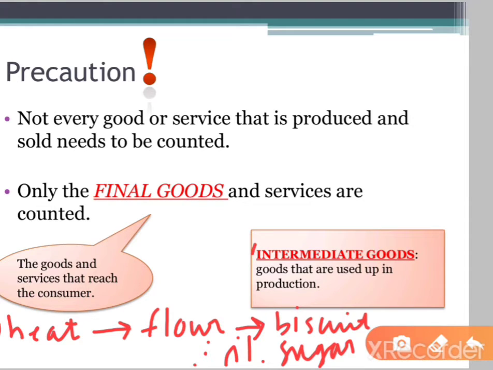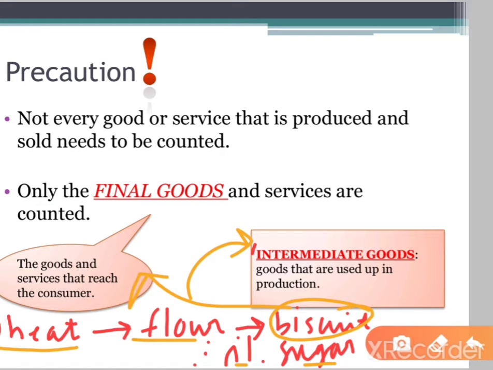So in this case, wheat, flour, oil and sugar are going to be my intermediate goods. And the biscuit that is finally being produced is known as the final good. So instead of adding the value of wheat, flour, oil or sugar, we should only add the value of the biscuit that is being produced, because biscuit is my only final good.